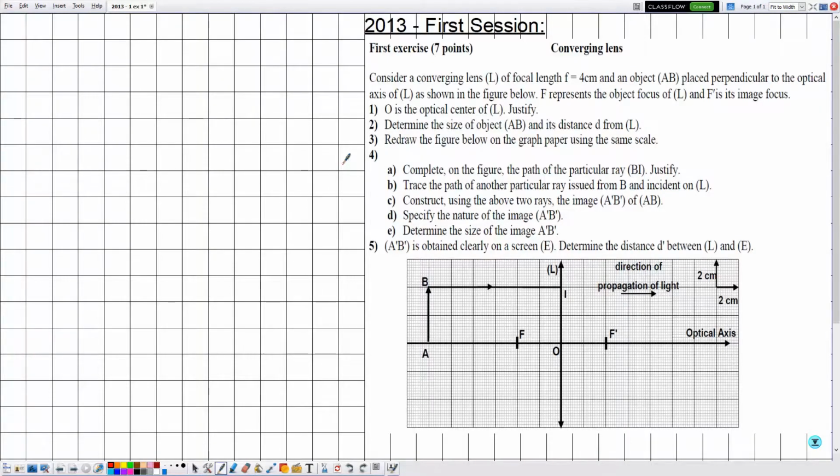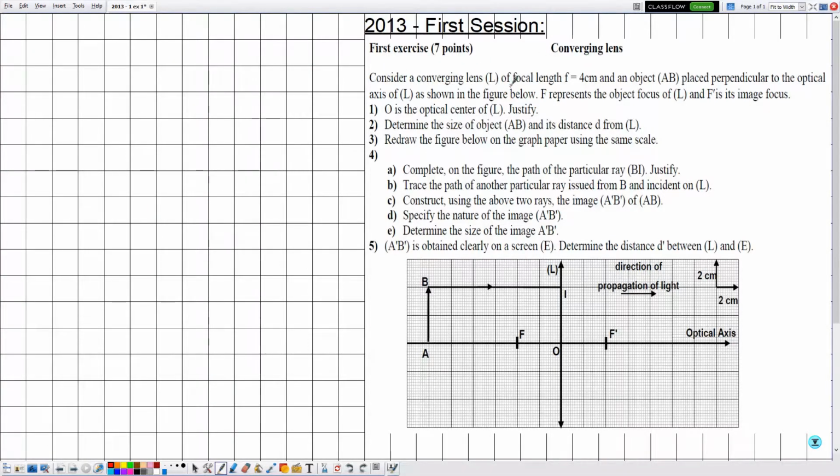Okay, hello everyone. In a new video, we are going to solve an exercise related to optics in the chapters of lenses and formation of images. This exercise was a previous one in the Brevet exams in 2013, first session, first exercise. The title of this exercise is Converging Lens.